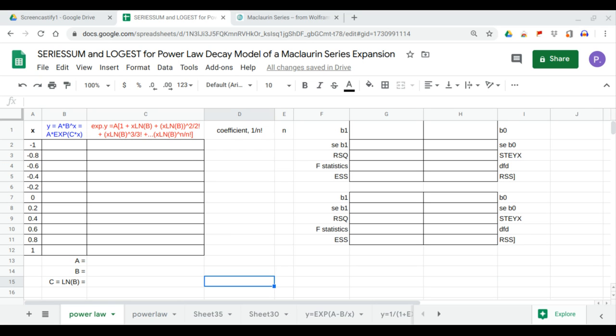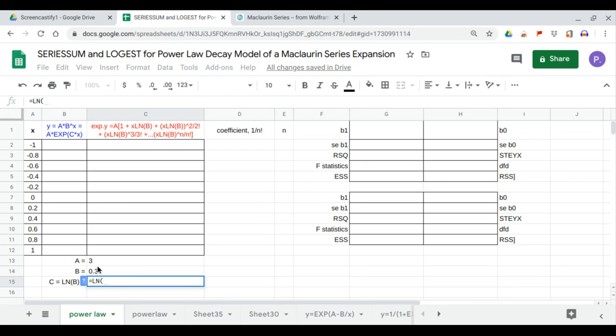In this video we will use SERIESSUM and LOGEST for a power law decay model of a Maclaurin series expansion. Our equation will be y equals a times b to the power x, which is power law, but it's also y equals a times e to the power cx, where c is ln b. We will generate the data set from this range of x, and we will use 3 for the value of a and 0.3 for the value of b. So c will be ln of b.